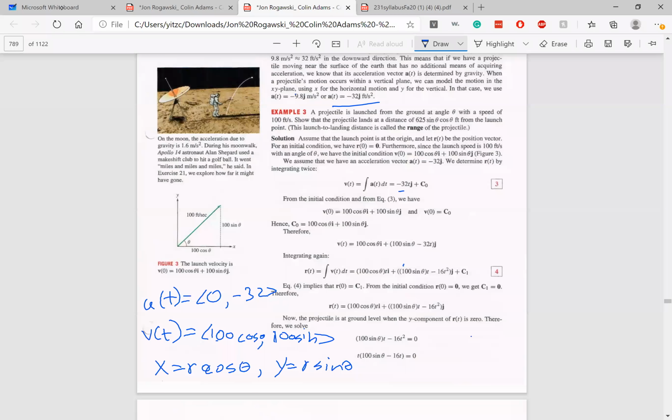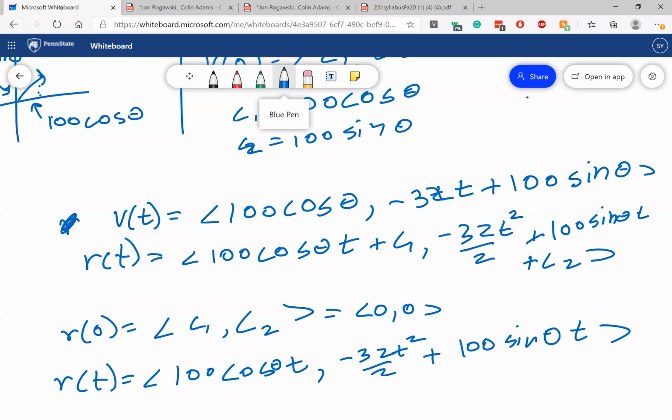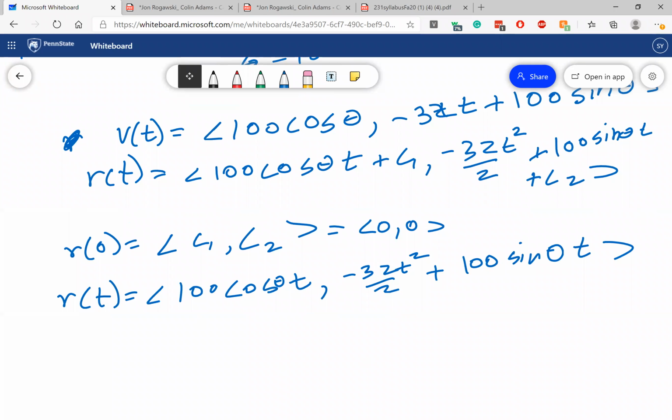So what else do they want? Show that the projectile lands at a distance of that from the launch. Now that we have what R of t is, the question is, where does this projectile land? The distance is here. The t that we would be looking for is here. We're looking for when this is equal to 0, that would give us 2 t's. One of them will be where the projectile lands. We can plug it back into this t, and that would get us the solution.